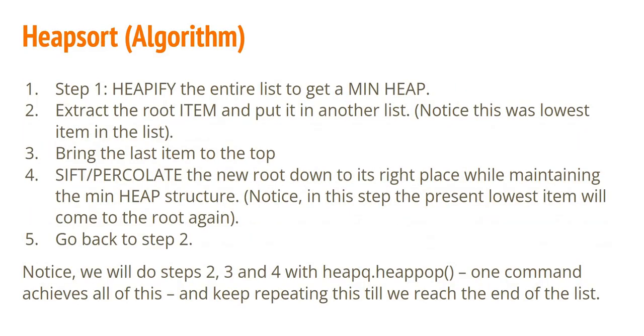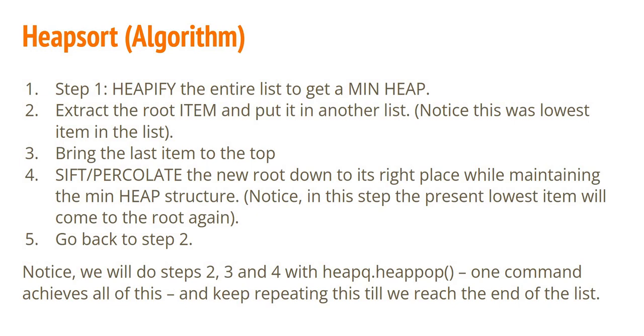So the algorithm broadly is in two steps. First step, done one time, we heapify the entire list to get a min heap. We'll see an example of this later. And thereafter, we keep on extracting the root item. Remember, the root item is the smallest item, and we keep putting it in another list. So once we extract the root item, we need to restore the heap structure back. We again saw this in the last lesson.